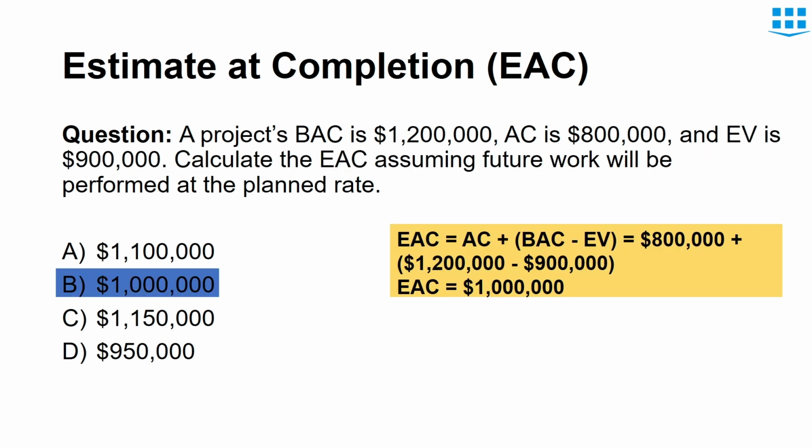Here you can see, although the answer is calculated using a slightly different formula, we can see that since EV is greater than AC, this shows that the project is on track in terms of cost.